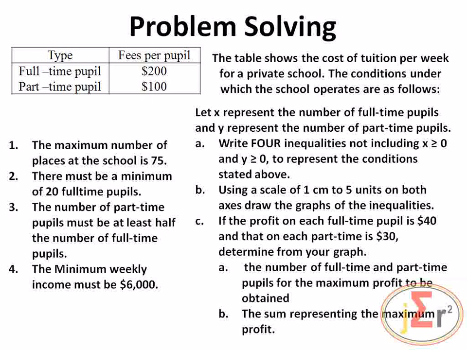Use a scale of 1 centimeter to 5 units on both axes. Draw the graphs of the inequalities. If the profit on each full-time pupil is $40 and that on each part-time is $30, determine from your graph the number of full-time and part-time pupils for the maximum profit to be obtained, the sum representing the maximum profit.